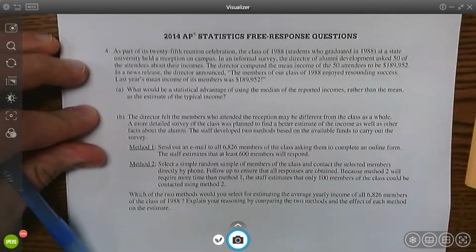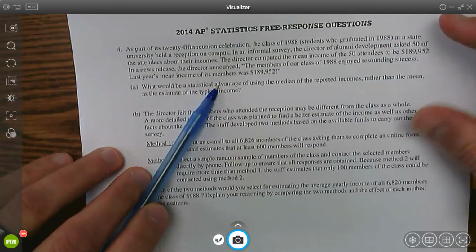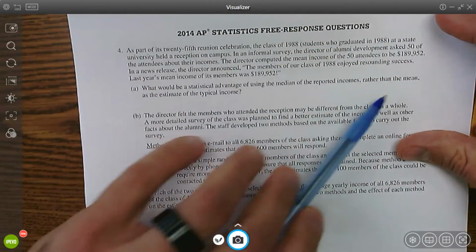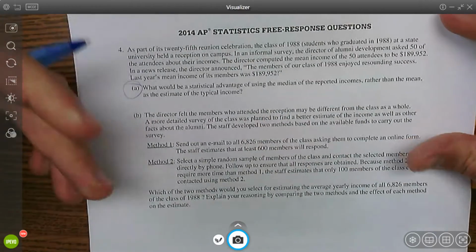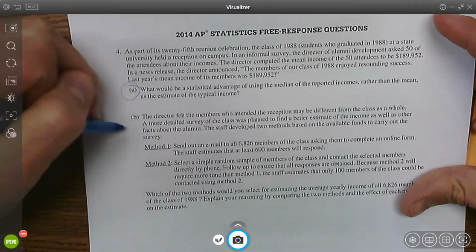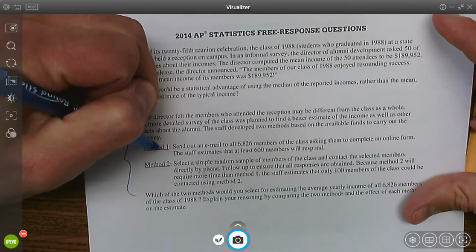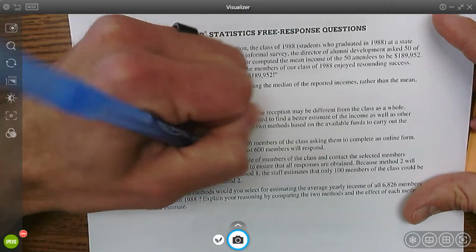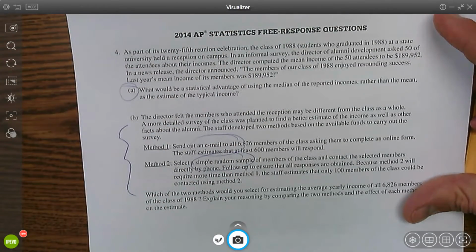Question 4, I can see here that what's an advantage of using median rather than mean? That's going back to exploring data. Is the data skewed? Are there outliers impacting it? Something like that. Then in part B, we have different methods for collecting data. We're just going to send out an email. We're going to do a simple random sample. This is collecting data.